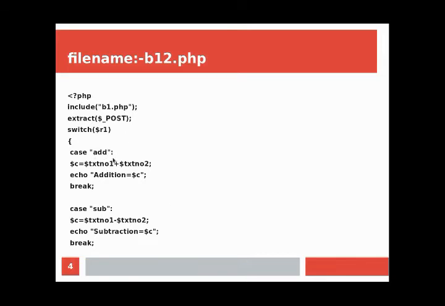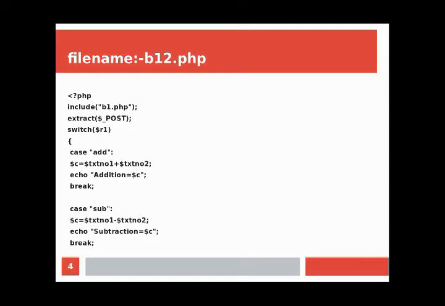So here it is, the label, according to the switch syntax, colon is there. Then the next statement: $C equal to $txt_number1, that is the text box we have created there, plus $txt_number2, here semicolon.